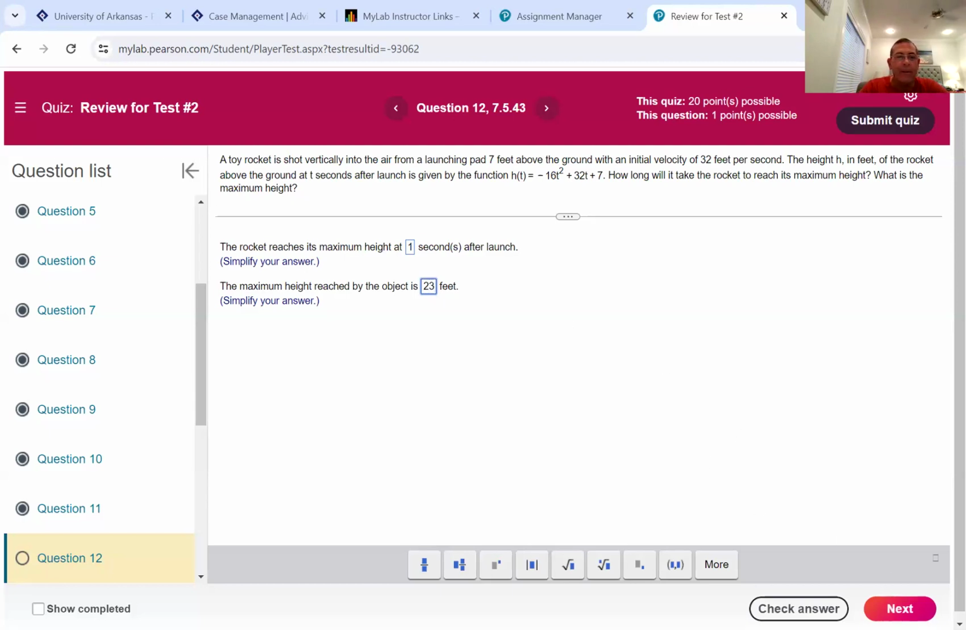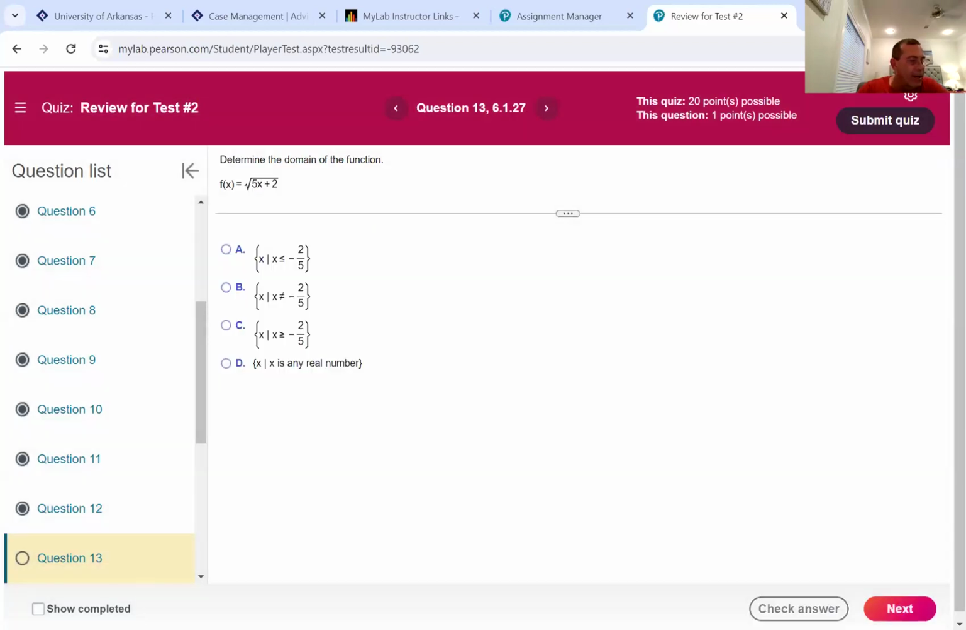All right, so let's see what we got. All right, so domain, I'll write this one down real quick. So this is number 13. And they want the domain of f of x equals square root 5x plus 2. Now, do not pick D on this question. If you pick D, it's going to mark you wrong.